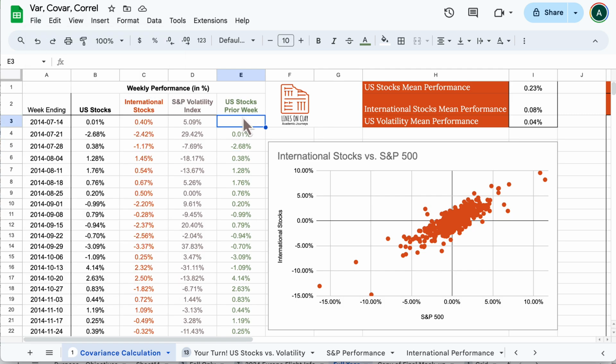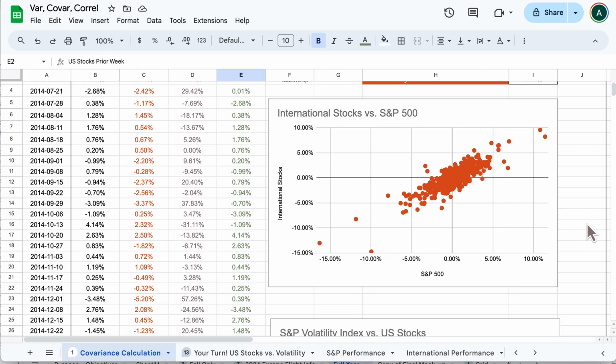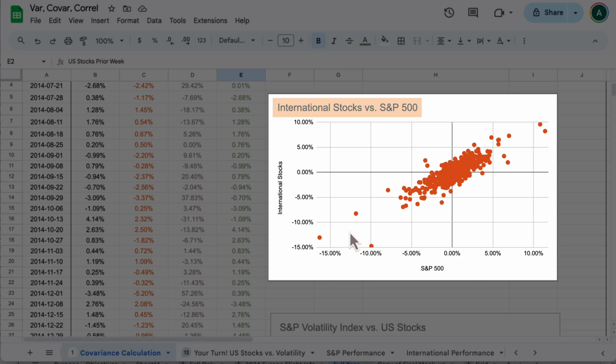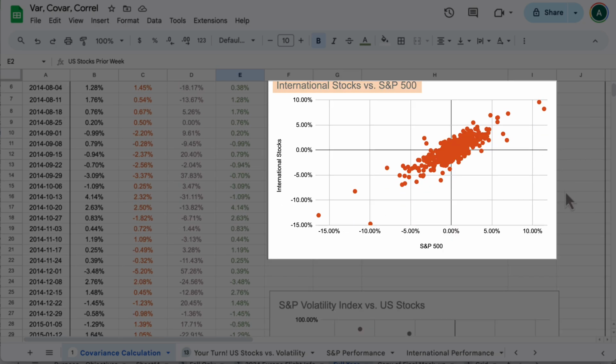Everyone, we have already shown you these data pairs, right? We've got US stocks weekly performance, international stocks weekly performance, US volatility, and then how did US stocks do this week versus how did US stocks do last week? And we saw this was US stocks against international stocks, very nice relationship where it's a positive relationship.